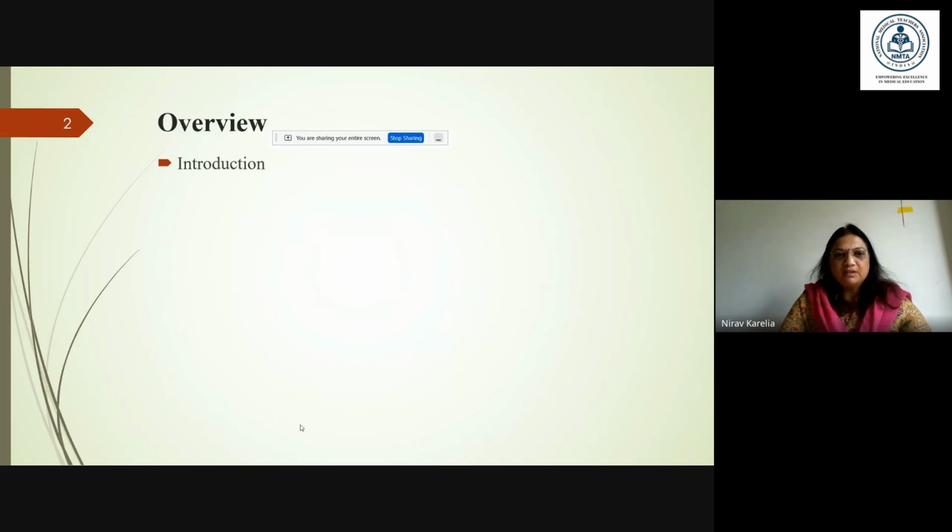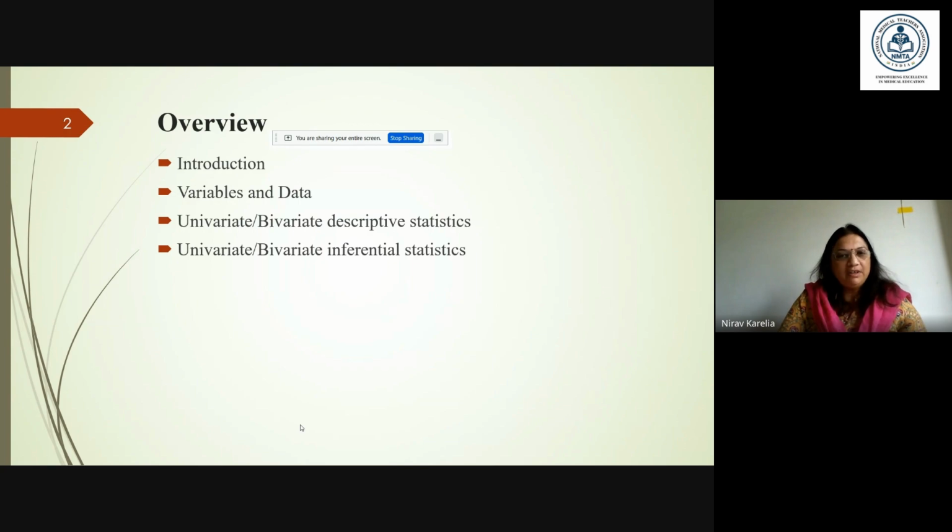This is today's overview of the lecture. First, we start with some introduction, then a brief on the difference between variables and data, and univariate and bivariate descriptive and inferential statistics, because this is the basic foundation. We all deal with these common univariate and bivariate descriptive statistics. And what is the difference between population and sample?